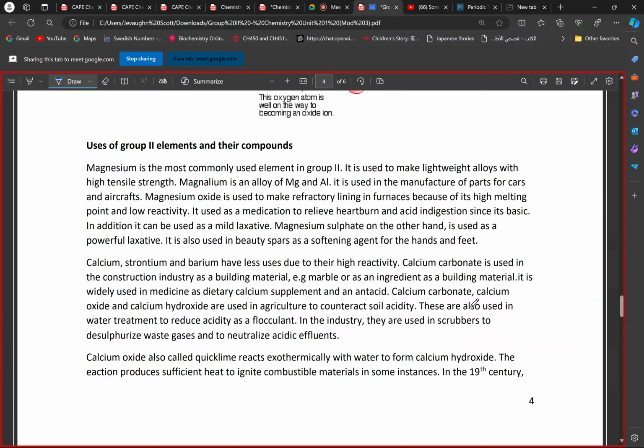Calcium, strontium, and barium have fewer uses because of their high reactivity, right? Calcium carbonate, though, is actually used in the construction industry, so building materials. So marble, or an ingredient in some other type of building material, so cement, etc. It is used widely in the medical industry, so dietary calcium supplements are also there, and it can act as an antacid. Calcium oxide and calcium hydroxide are also used in the agricultural industry to counteract soil acidity, right?